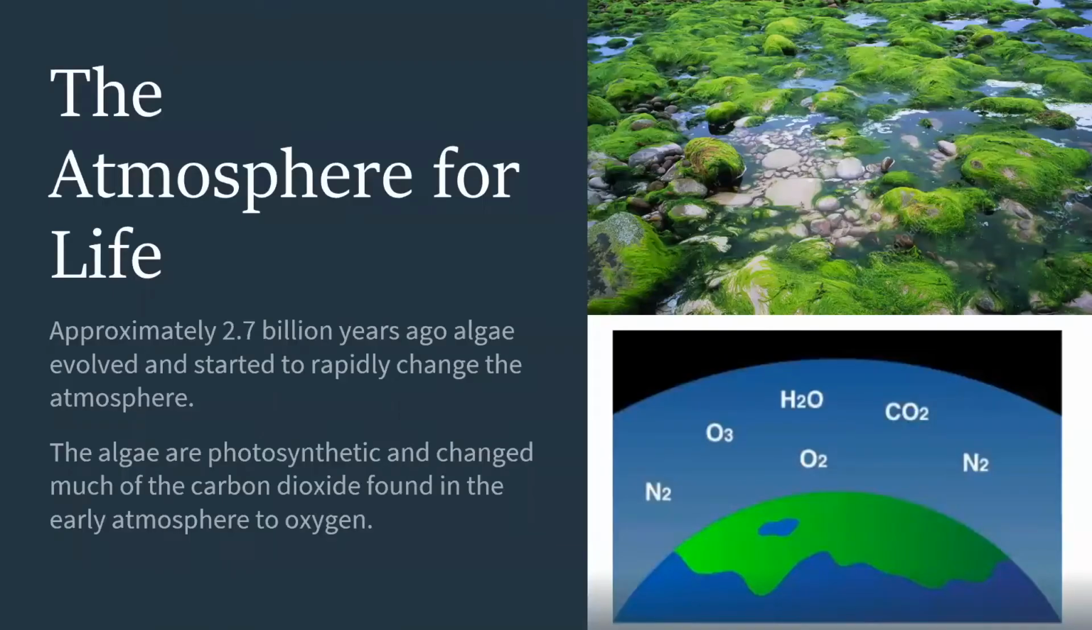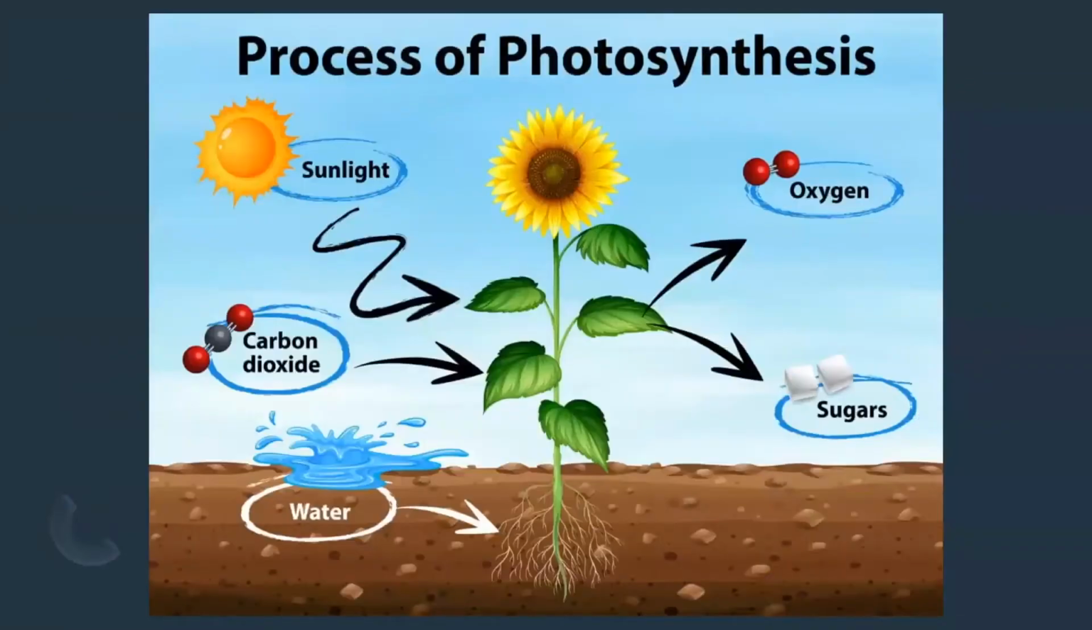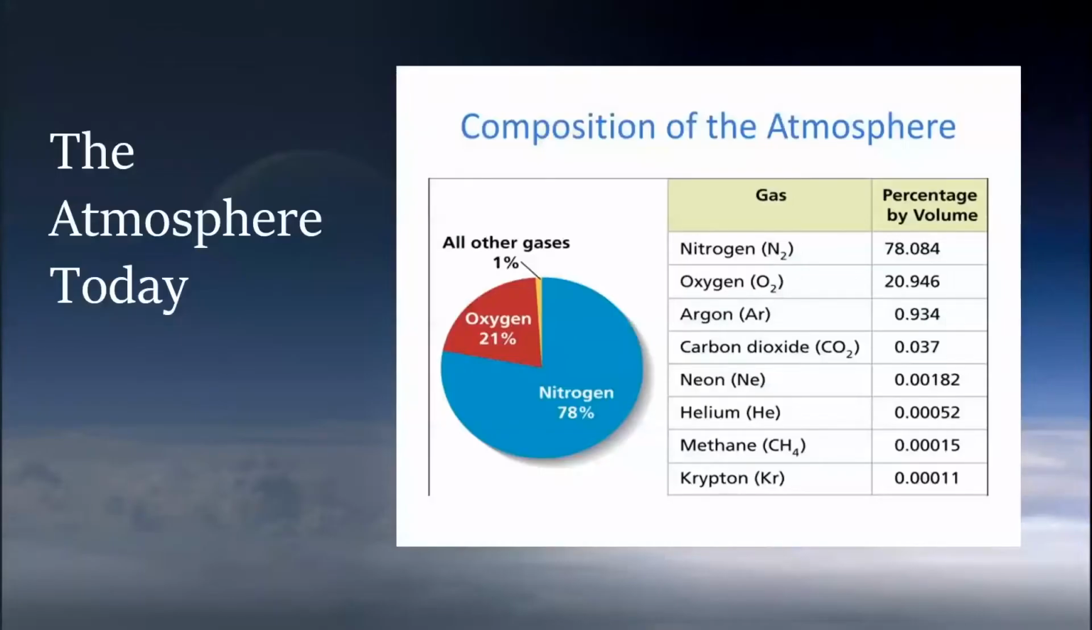You go back to this slide, we've got oxygen now in the atmosphere, O2. O3 is ozone. So that was another process that happened. So let's look at the atmosphere today. It's changed over time, but now we've got these quantities. So you can see it's mostly nitrogen, 78%. Oxygen is second most abundant.